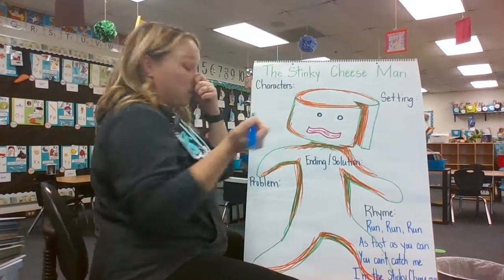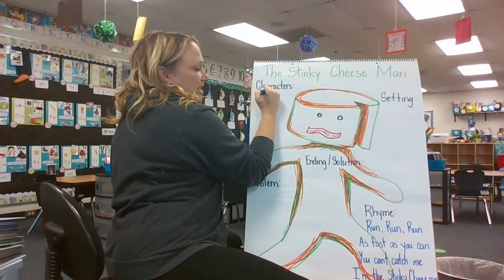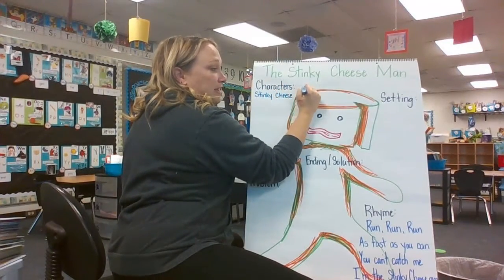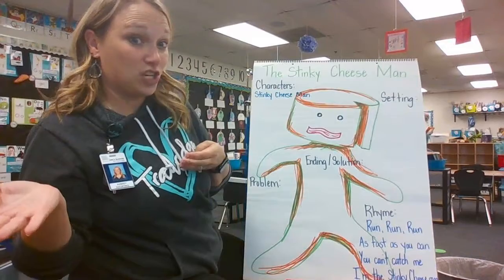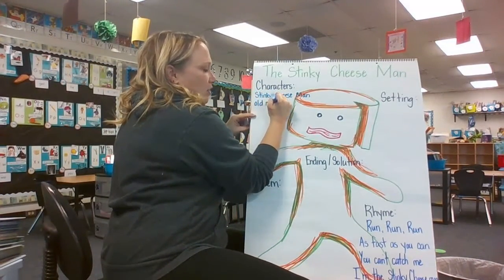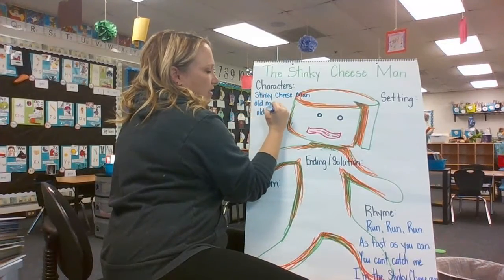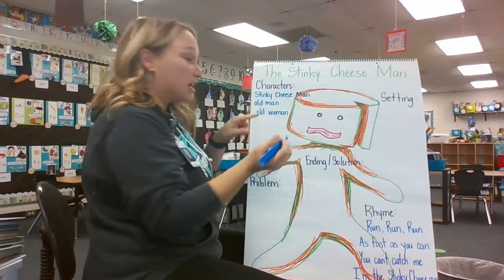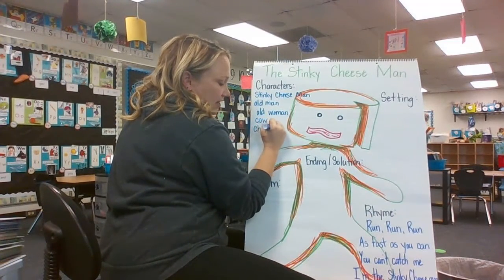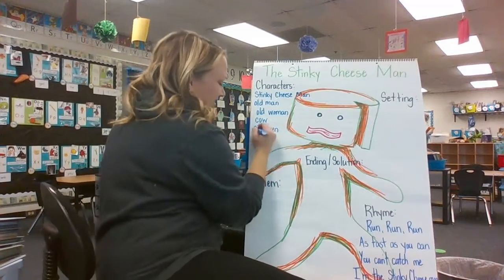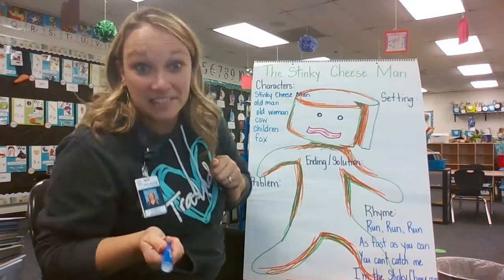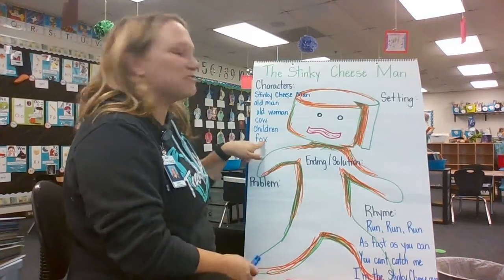So one of the characters was the Stinky Cheese Man, of course. Absolutely different than the gingerbread man cookies because he is made out of cheese instead of gingerbread. But there was an old man and an old woman, and he ran across a cow and children, and then he came across the fox. I love how in the story it says, and a fox appeared, as he does tend to do in stories like this. I thought that was really fun.